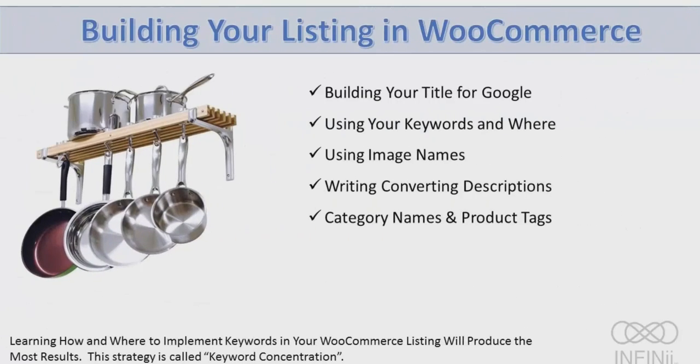In the next portion of this training, we will take our main keyword phrase and relative keywords and implement them into our WooCommerce listing. We will be using the keyword research from Google in the title, image names, product tags, and description. We will also go over how to write high converting descriptions to increase your sales.